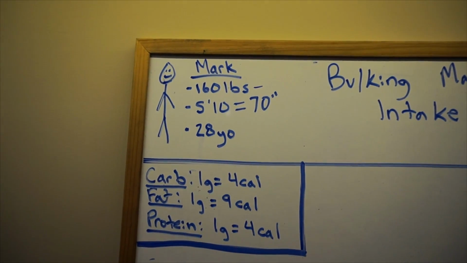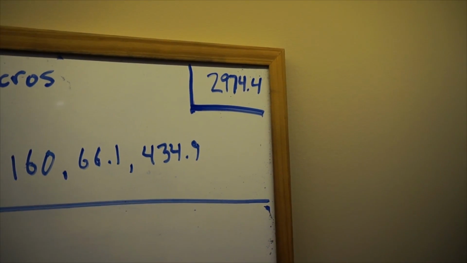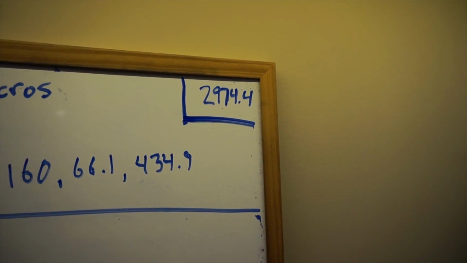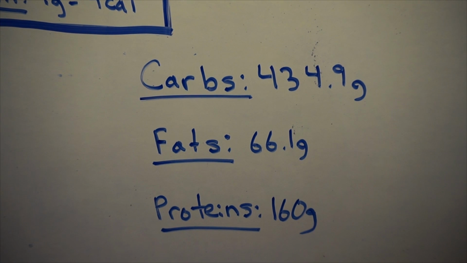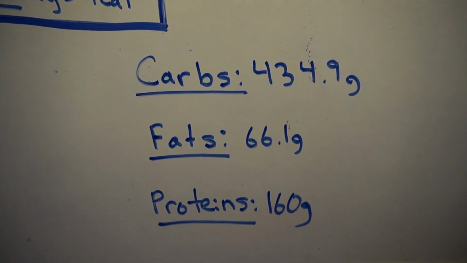If you're a 160-pound guy who's at a height of 5'10" and is roughly 28 years old, your daily caloric intake is gonna need to be roughly 2,974.4 calories. Split up upon your macros right here, for lean bulking that is, you're gonna need 434.9 grams of carbs, 66.1 grams of fat, and 160 grams of protein. That is if you're looking to put on muscle.